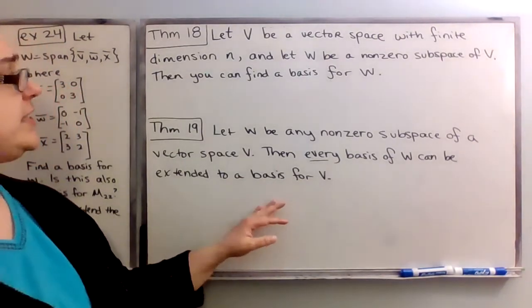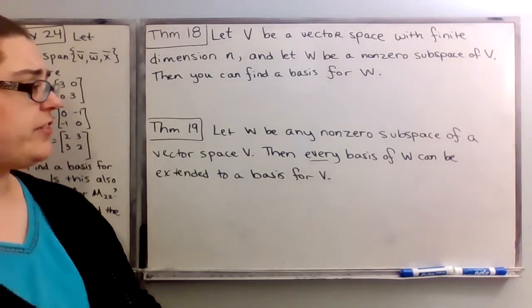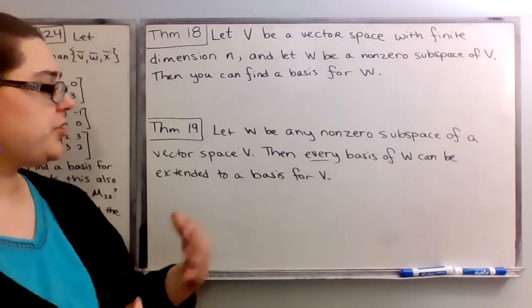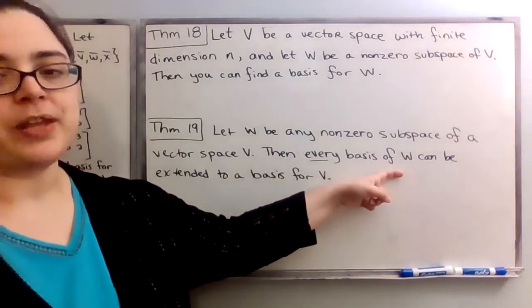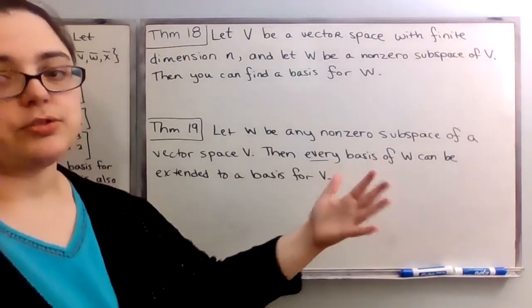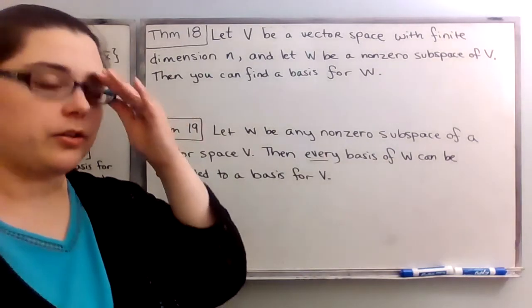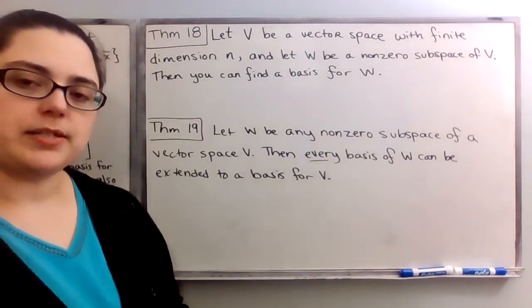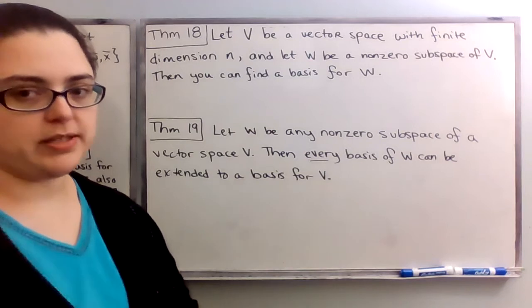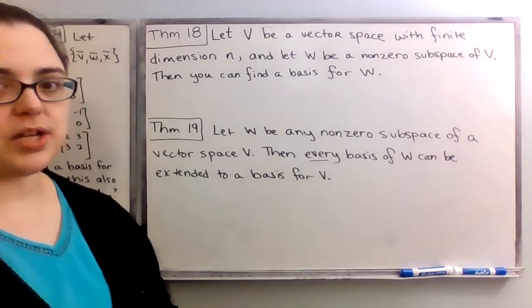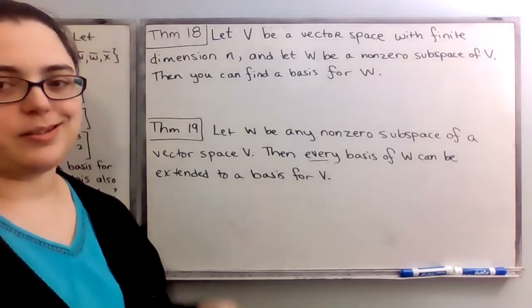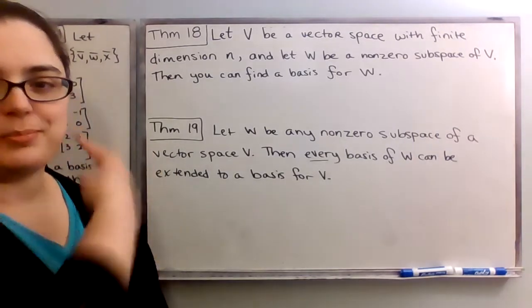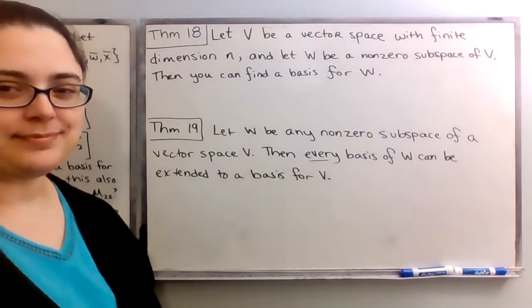And what theorem 19 says is that if you have a non-zero subspace of your vector space and you have a basis for that subspace, then you can extend that to a basis of the whole space. So if you can find a basis for a subspace, then you can extend it to the whole space. So that's what these two theorems are stating. If you're copying them down, you can pause here because I'm about to erase them so we can do the example that's written on the board behind me.